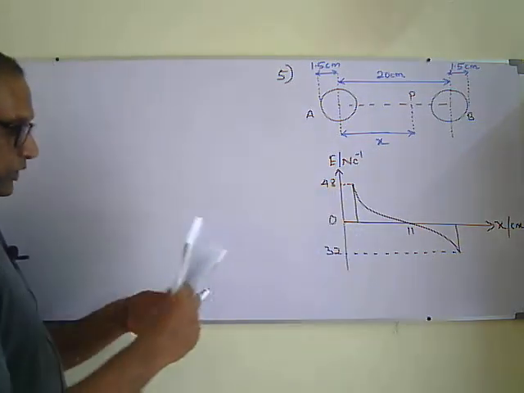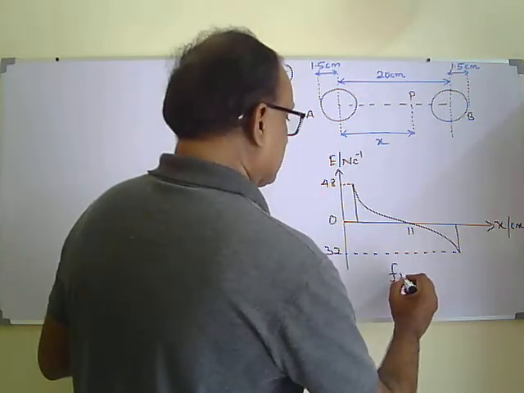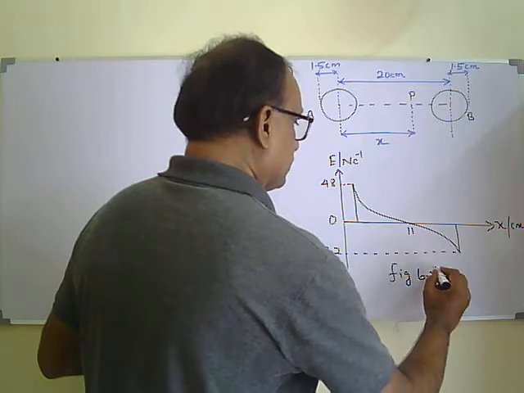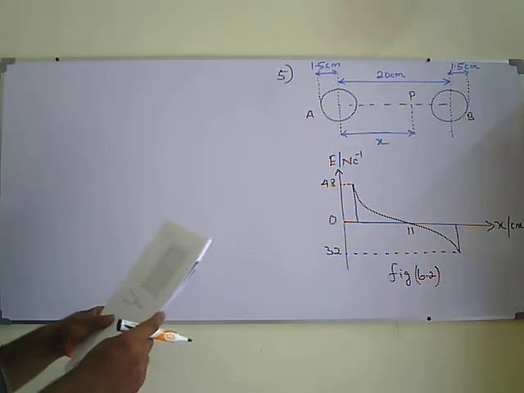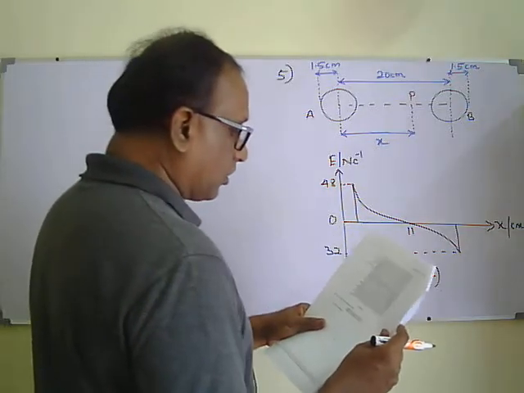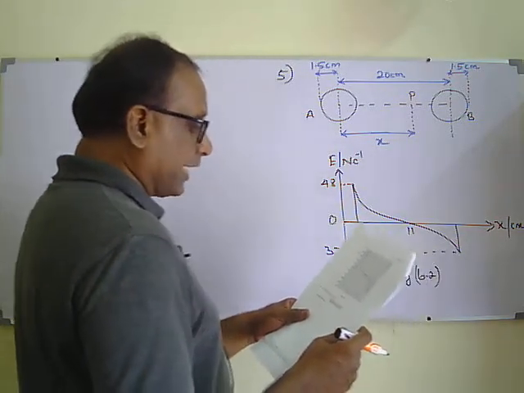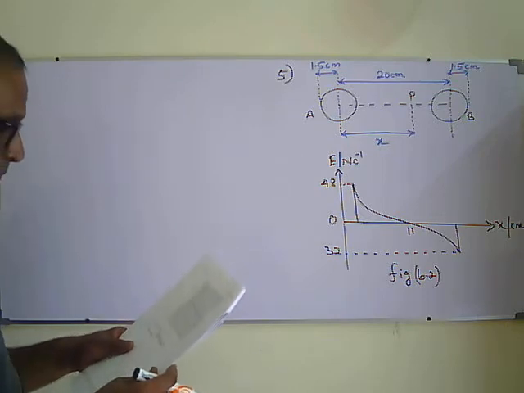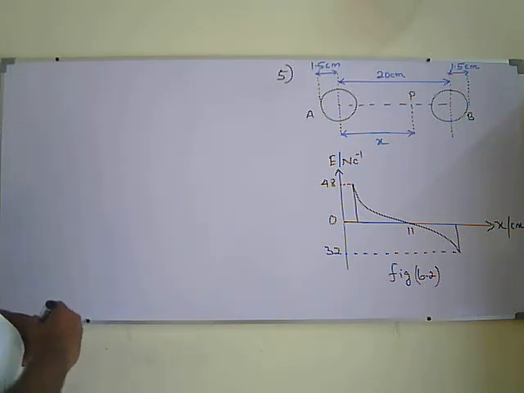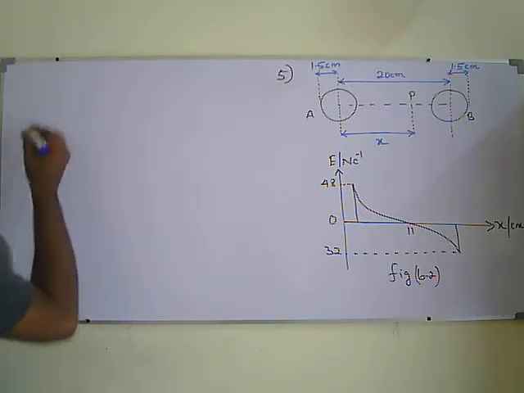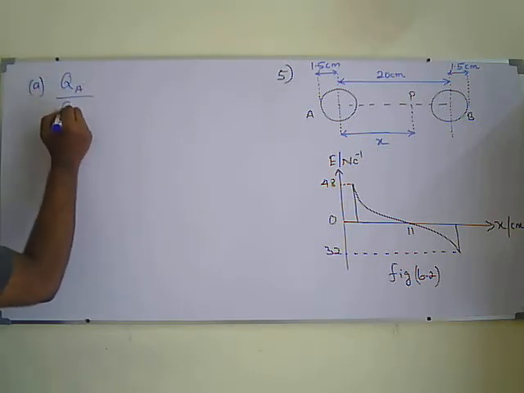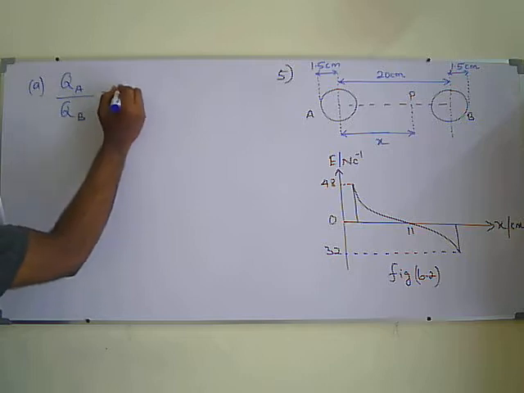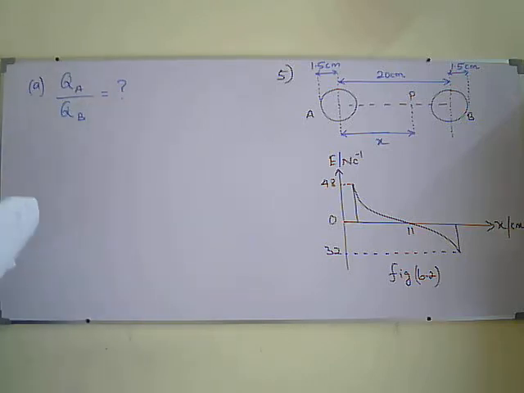Use figure 6.2. So this is named as figure 6.2 in the worksheet. Use figure 6.2 to determine the ratio of the magnitude of charge on sphere A to the magnitude of charge on sphere B. So they are asking to find the charge of A over the charge of B, how much? That's the first part of the question.